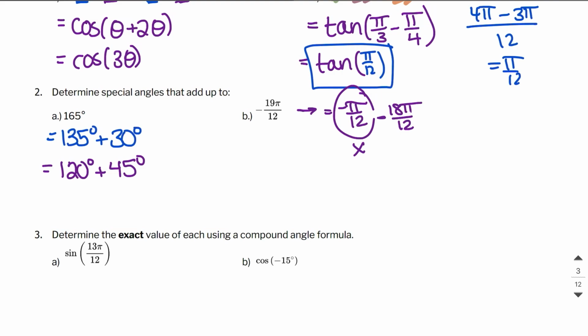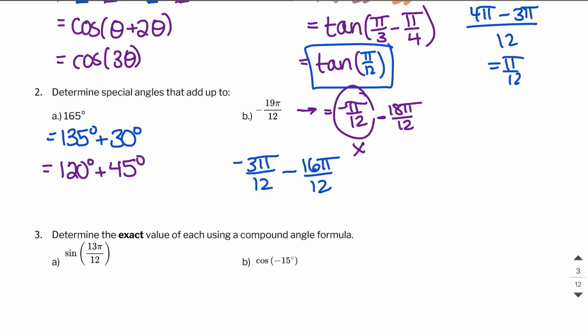So for example, I could do negative 3 pi over 12 minus 16 pi over 12. Why did I choose these numbers right here? Because negative 3 minus 16 gives me negative 19. But also because I know that 3 and 12 have something in common and 16 and 12 have something in common. So I can reduce them.